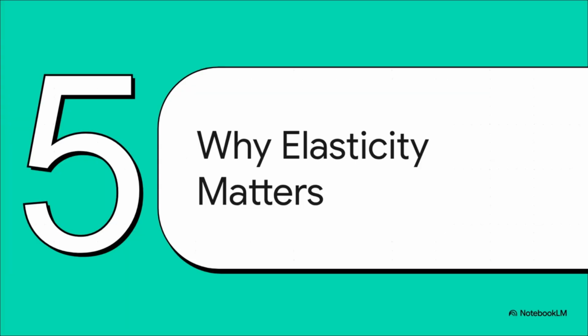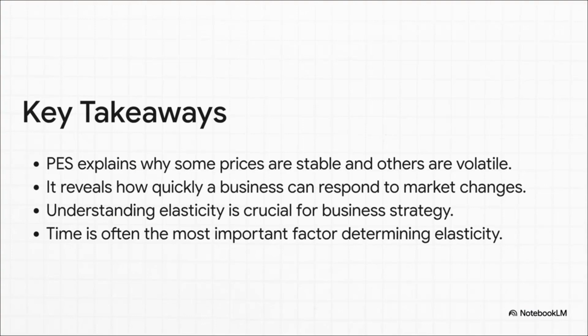All right, so we've gone through the theory, we've seen some examples, but let's get to the bottom line here. Why should you care about any of this? What's the big deal? Well, let's just quickly wrap up with the main takeaways. First, PES is basically the secret code that explains why some prices are rock solid and others are on a wild ride. It's also a great way to think about how flexible a business is, how fast it can pivot when things change. And this stuff is super important for anyone in business or government making big decisions.